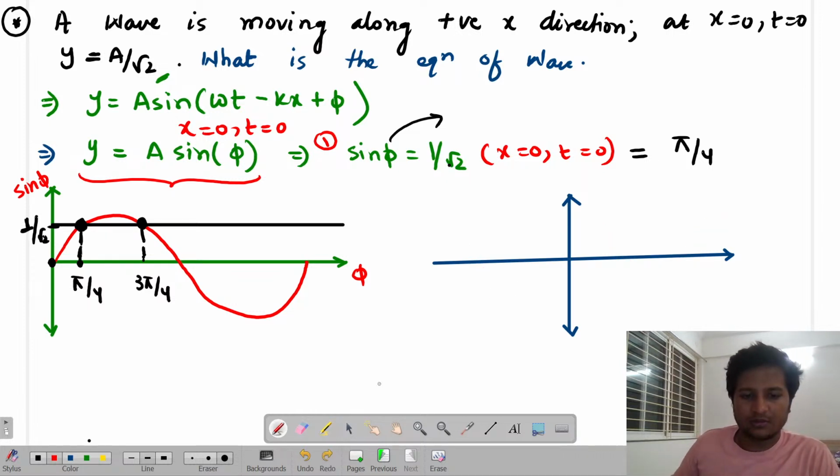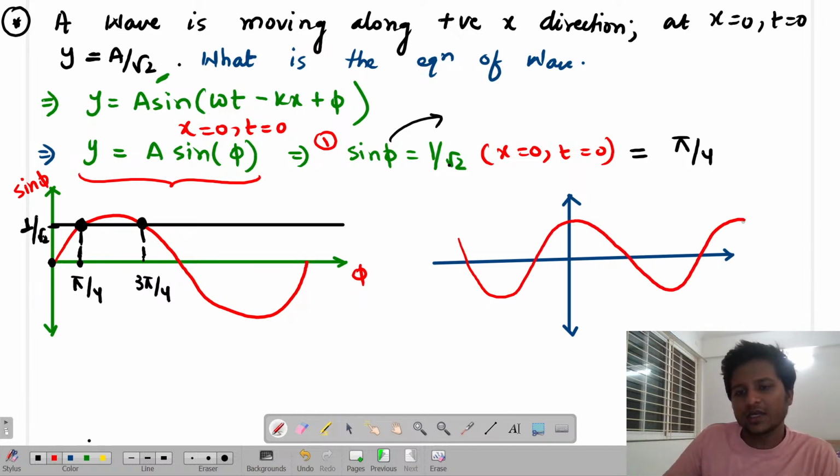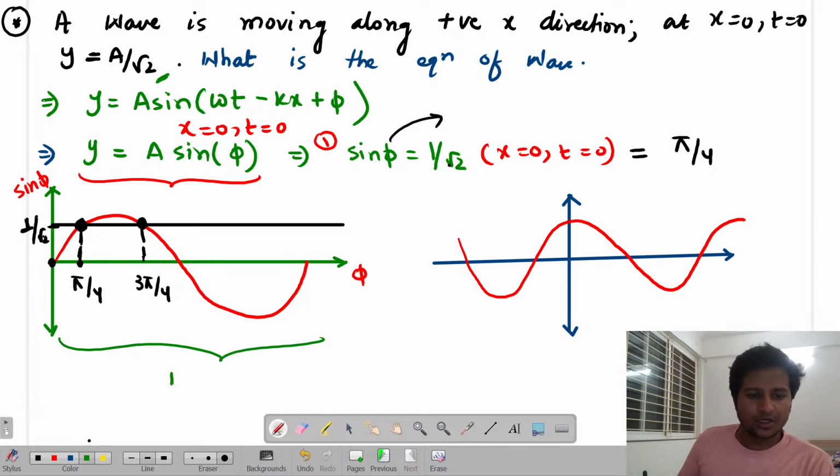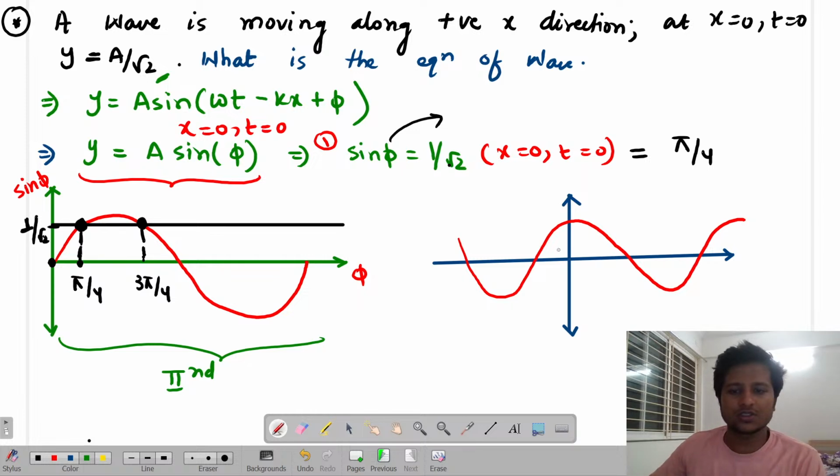Now, so this was my second step. Okay, now draw the original graph. Since this phi is positive, a by root 2 is positive, shift the sine graph in the positive direction. Okay, and then shift this graph a little bit rightwards.